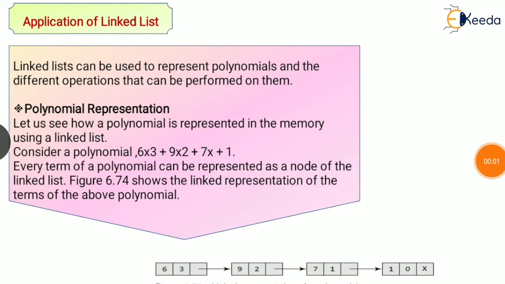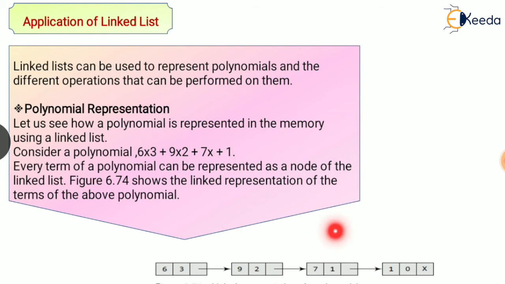Now the next term is 9x square. So 9 is the coefficient, 2 is the exponent, and third is the link to the next node. Now 7 is the coefficient, 1 is the exponent, which is not shown explicitly. And the last one is the number 1, and the exponent, no exponent is there, so 0, and the null. So this is the link representation of the polynomial.